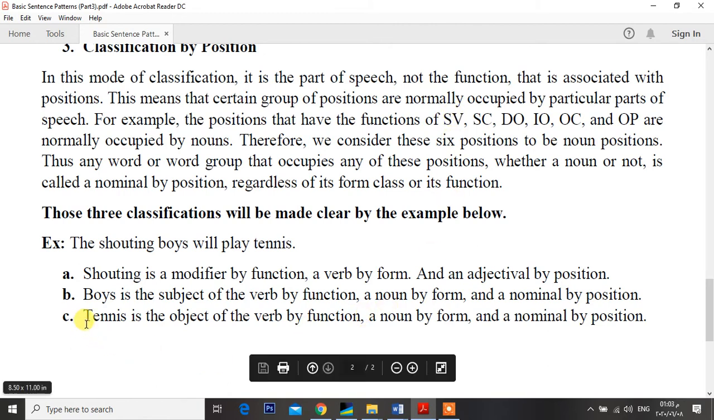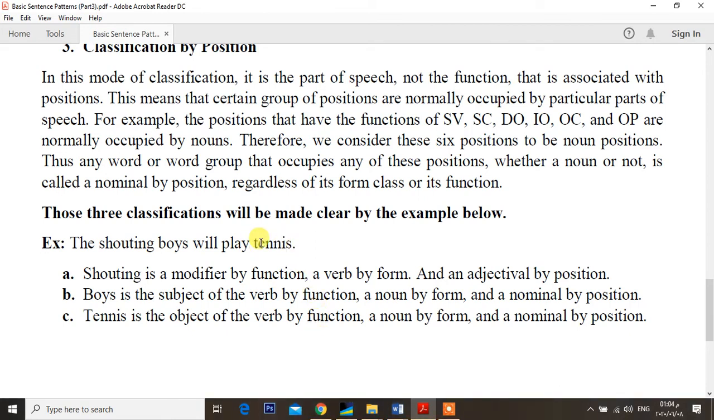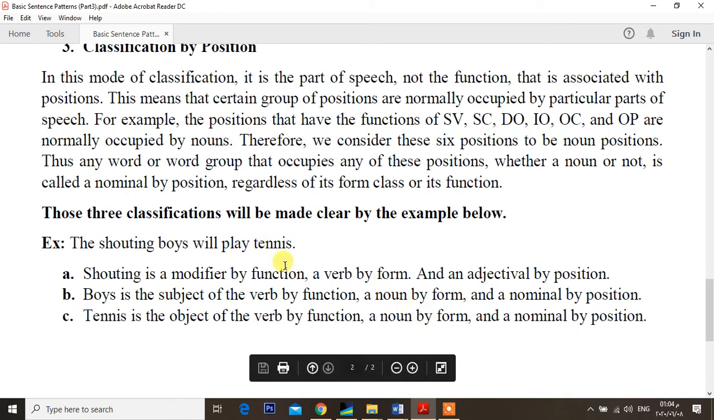The third one, tennis here is the object of the verb by function. The function of tennis is the object of the verb, and the form of tennis is a noun. Sometimes it's called an uninflected word, but traditionally it is called a noun. The form of it is a noun. And the position of tennis here is a nominal.